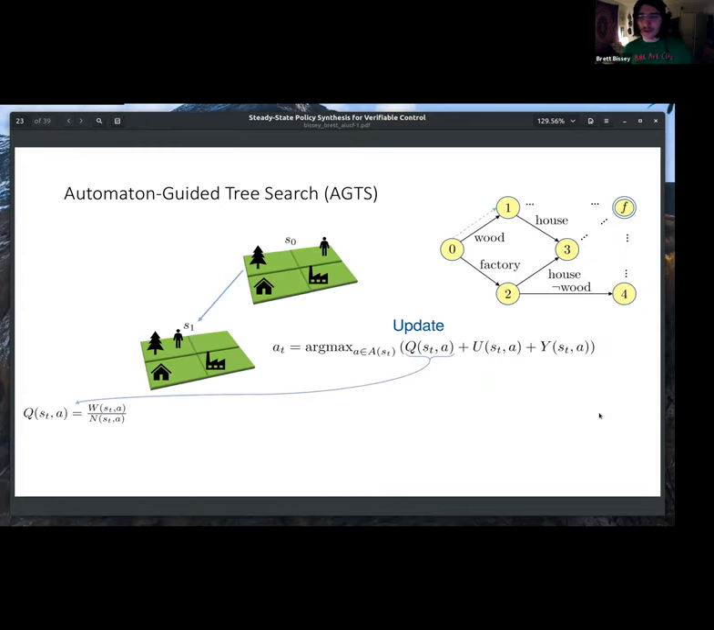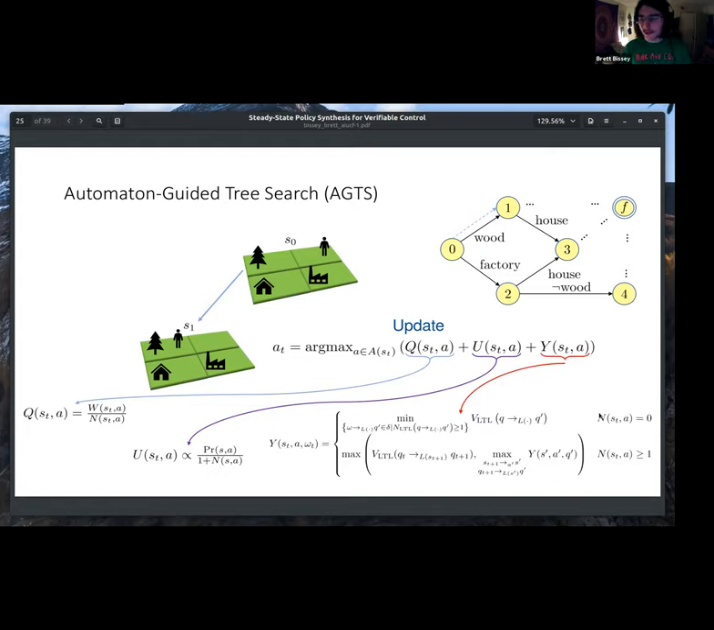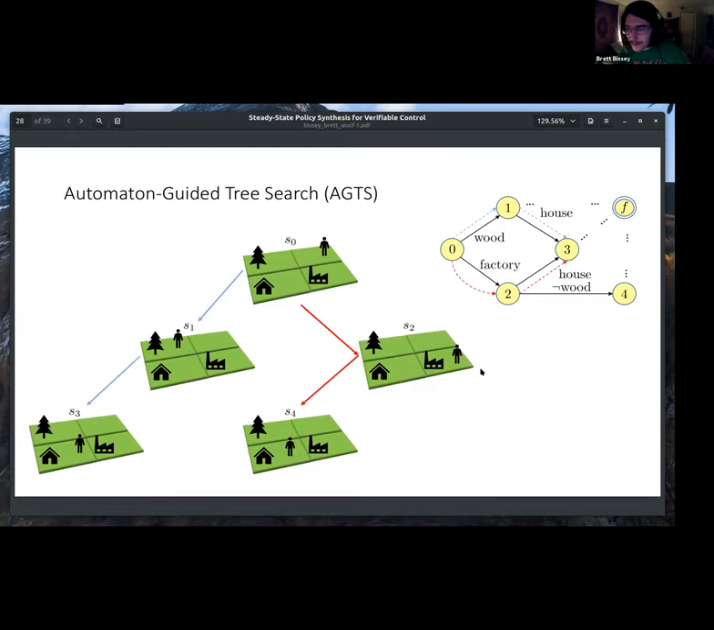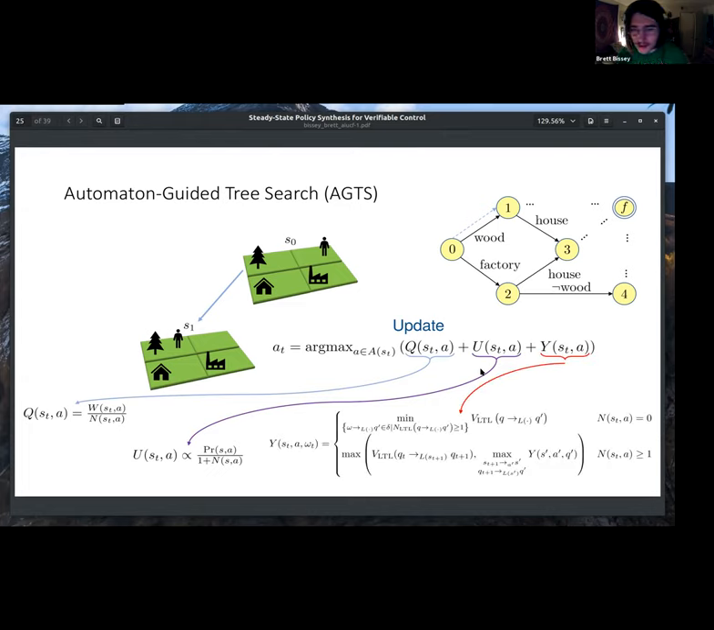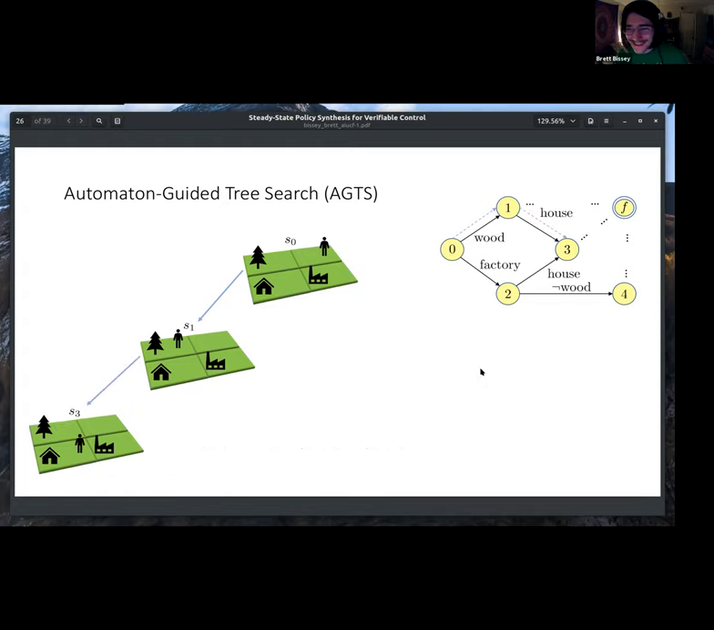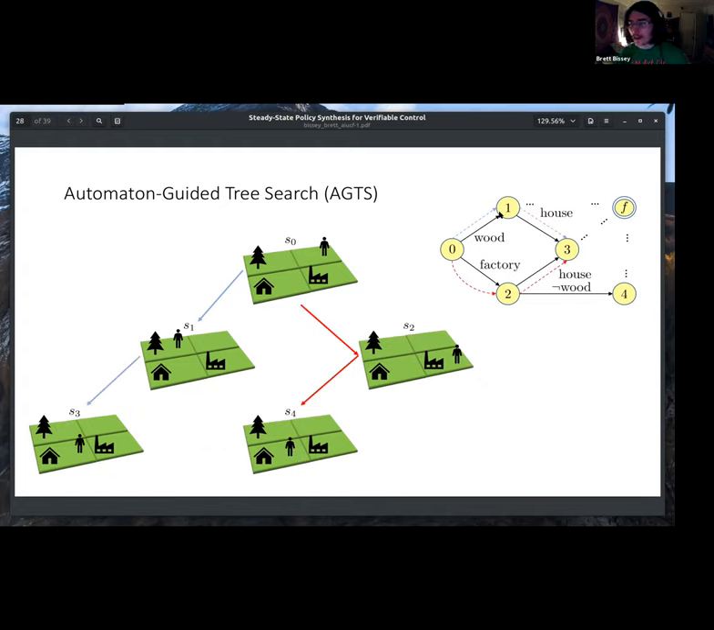Backwards. Okay, so during the update, when we're doing our backpropagation, we update all these values, and it's a lot of math, but this is how each of the heuristics is updating on a backpropagation, I believe. I don't want to go over this too much because I'll probably mess something up. These slides show how we're simultaneously tracing through this tree as well as the automaton.